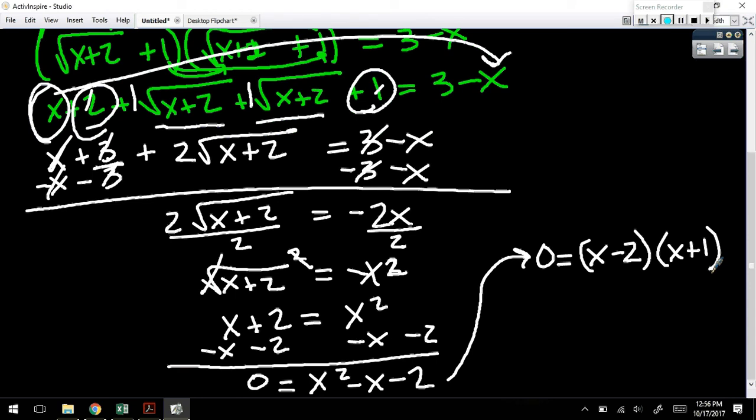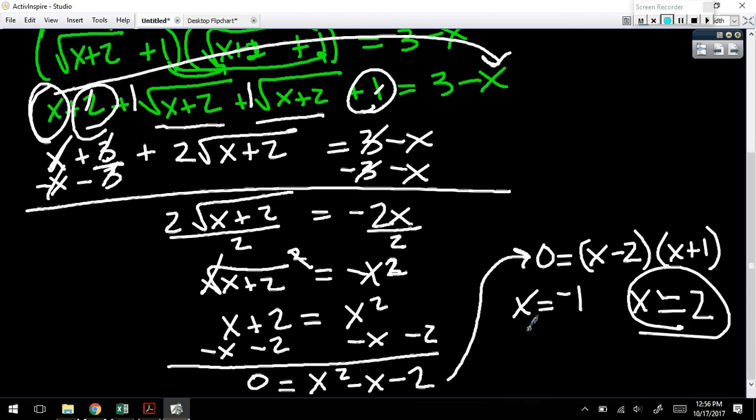What are my solutions? Negative 1 and positive 2. Circle it. Just circle it.